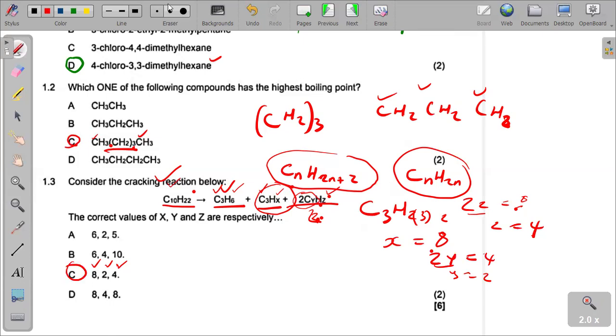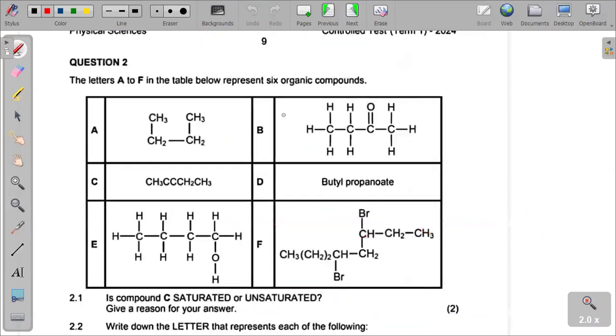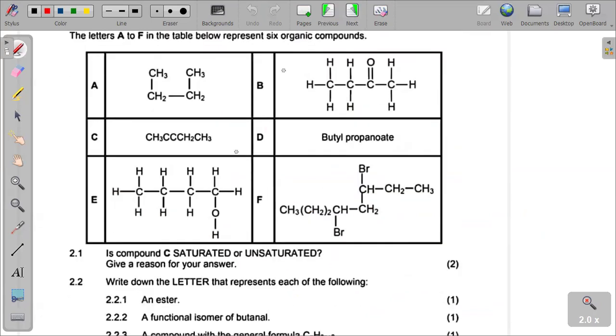Let's quickly go on to the next question. Our next question says the letters A to F in the table below represent 6 organic compounds. Is compound C saturated or unsaturated? What we see at compound C is a condensed structural formula. A condensed structural formula is simply a structural formula that no longer has the lines representing the bonds between adjacent atoms.